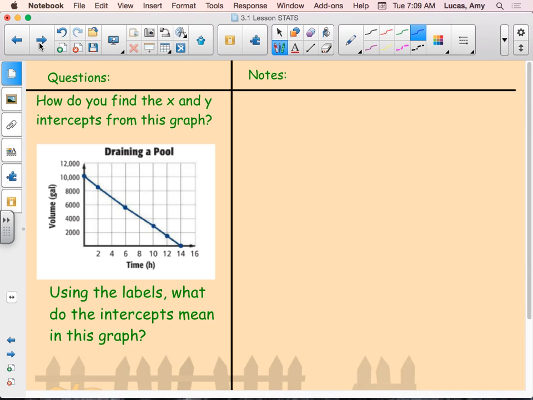Okay, another problem similar to this. So x and y-intercepts from the graph. X-intercept is 14. Y-intercept, 10,000. And then looking at the labels, what do the intercepts mean?